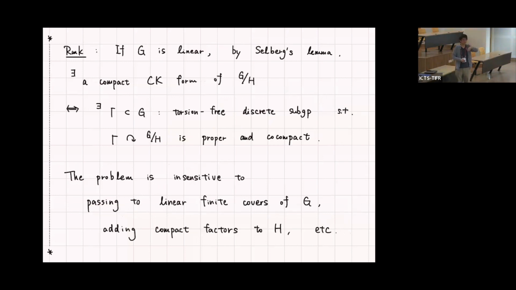Okay, and a small remark is that G is linear, which is the case I concentrate on. Today, I always assume that the Lie group G is linear, so that you can always apply Selberg's lemma, and passing to a finite index subgroup, you can get a torsion-free subgroup. So the existence of a compact Clifford-Klein form is in fact equivalent to the existence of a torsion-free discrete subgroup, which acts properly, co-compactly, and freely. But the freeness is automatic from the torsion-freeness and the properness, so this condition is equivalent to this. So it makes life a little bit easier if you concentrate on the case of a torsion-free subgroup. Also, the problem is insensitive to passing to linear finite covers of G or adding compact factors to H, because the freeness is now not the problem.